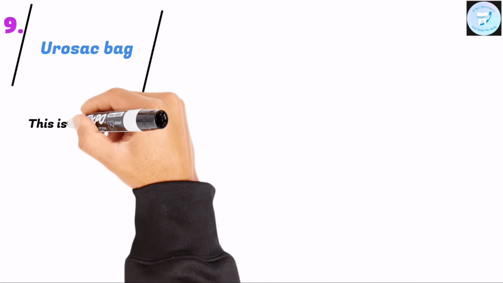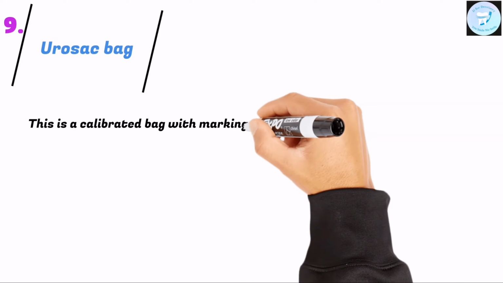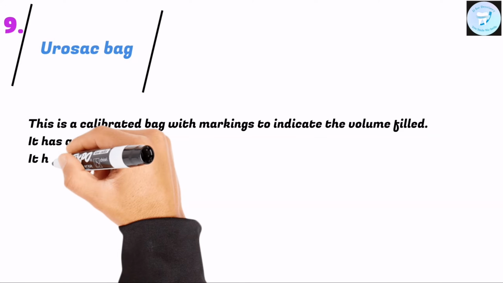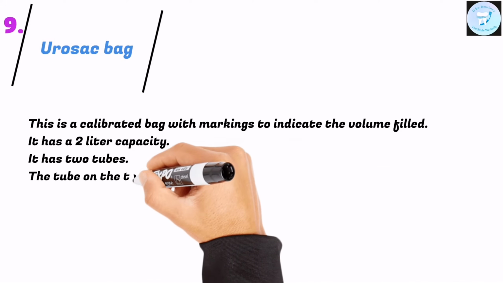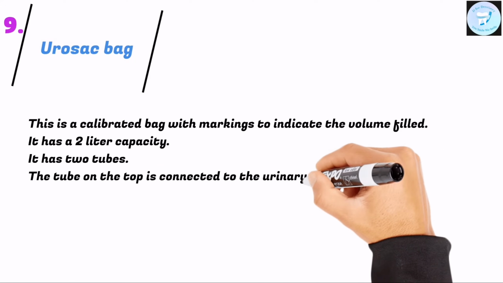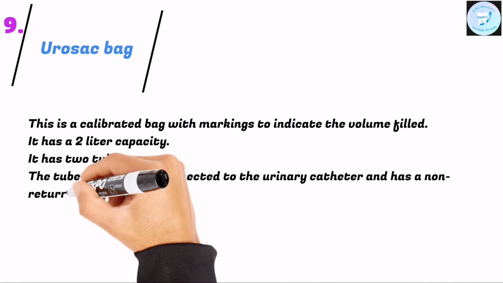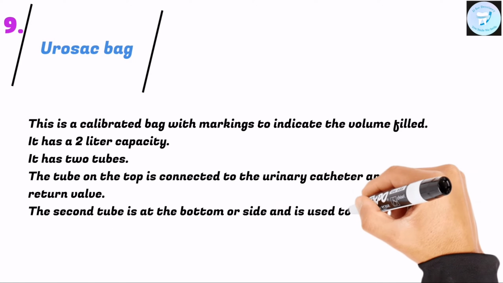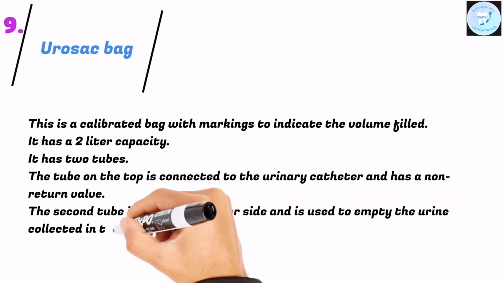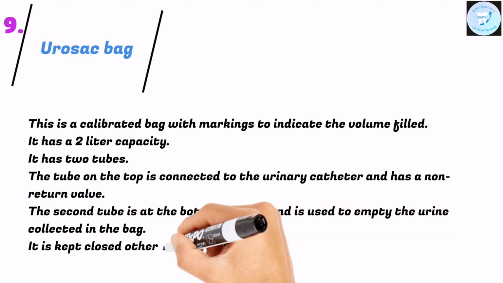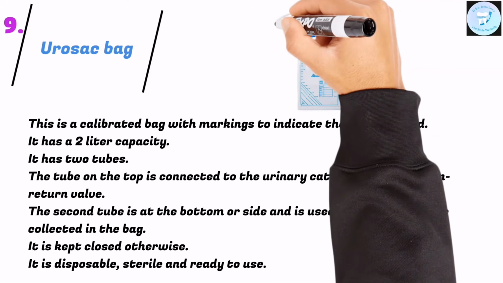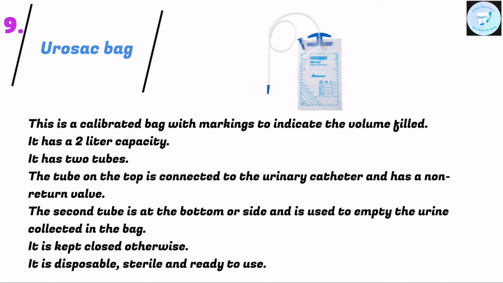9. Urosac bag. This is a calibrated bag with markings to indicate the volume filled. It has a 2-liter capacity. It has 2 tubes. One tube on the top which is connected to the urinary catheter and has a non-return valve. Second tube is at the bottom or side and is used to empty the urine collected in the bag. It is kept closed otherwise.